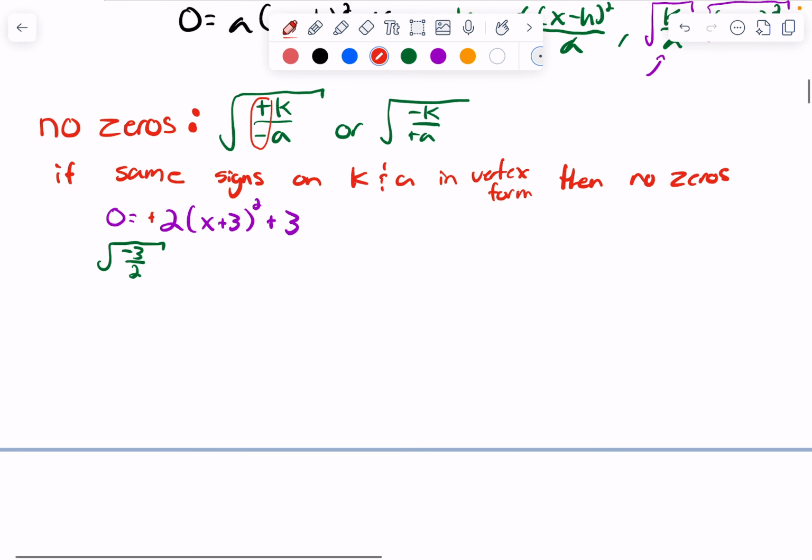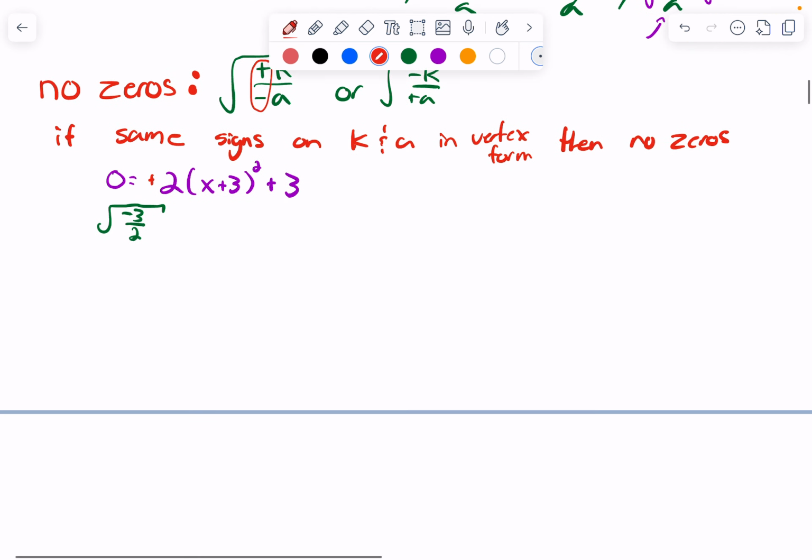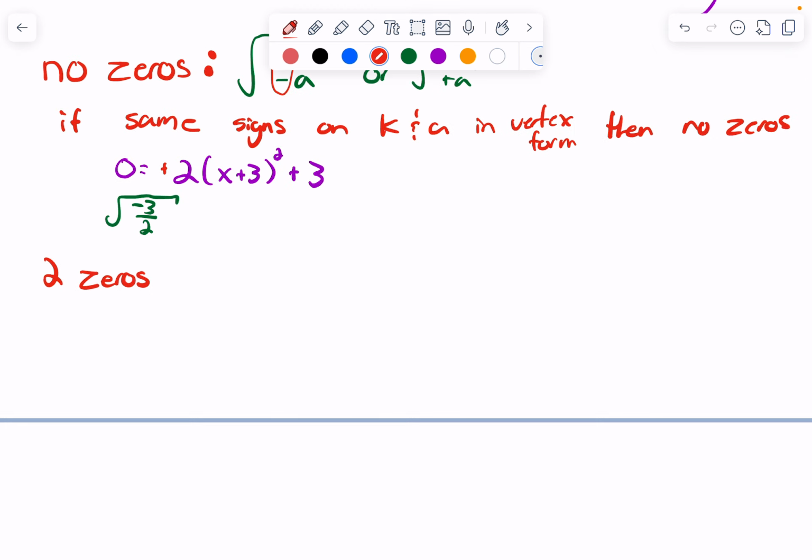Well, you will have 1 zero, or there are two zeros, if it was the other scenario. Okay, so 2 zeros if k and a, now this one is in vertex form, have different signs, have opposite signs.